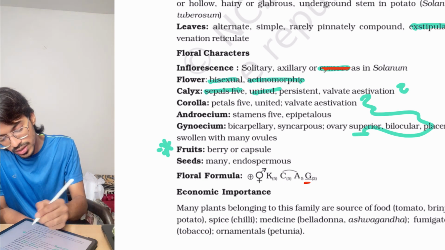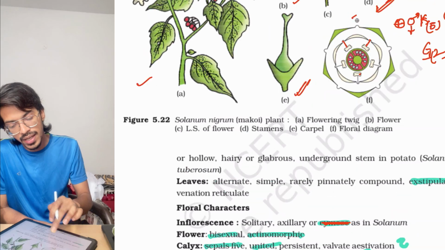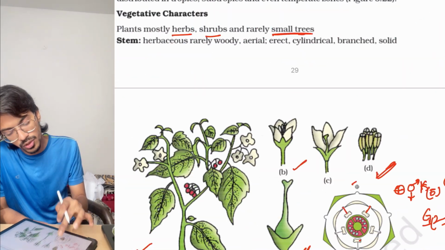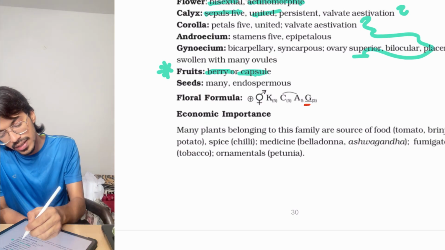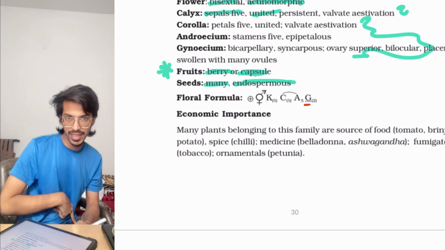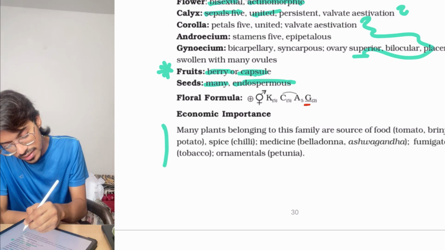Coming back to the important part, the fruit. Fruit is berry or capsule. Here the fruit was legume, from the Leguminosae family. Then there are many seeds present, endospermic. In the earlier one many seeds are present, but they are non-endospermic. That's the only difference.